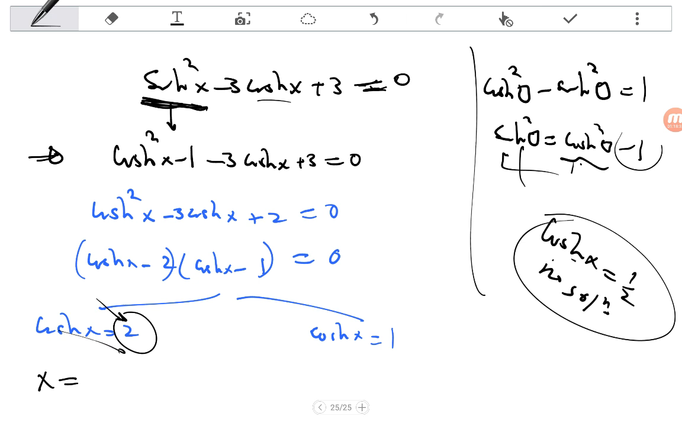But in this case, yes, we have solutions, and we have two solutions, which is plus or minus cosine inverse 2. What about this case? Will I have two solutions, or one solution, or no solution? One solution. Yes, it will be just one solution, which is x equal to 0. We know that cosine 0 is equal to 1.